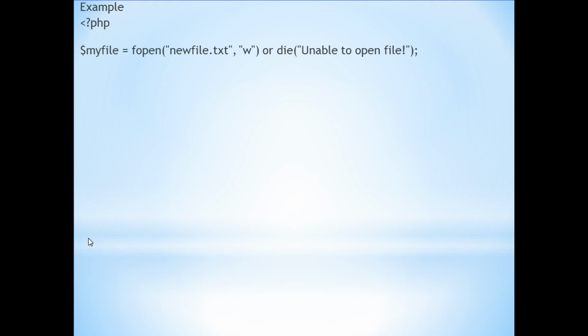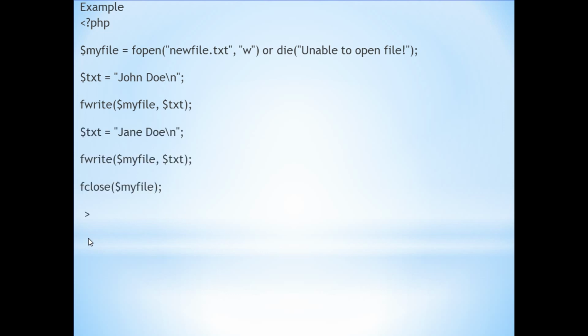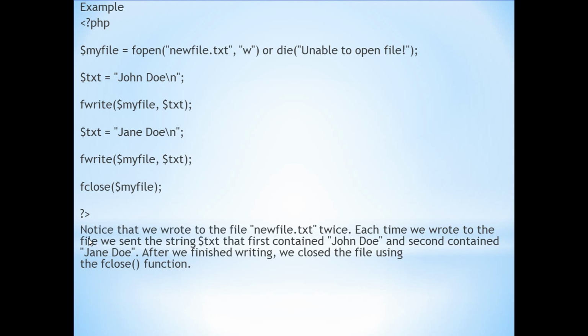In PHP you can embed HTML also: doctype, html, body, and after that you can write. So what I have done is I have created a file. If the file is not there, since you are writing with W, that file gets created as a new file. In that I have written John first, using fwrite on myfile, and after that Jane Doe will be written next. First this will print and then this will be printed after it, and then close the file.